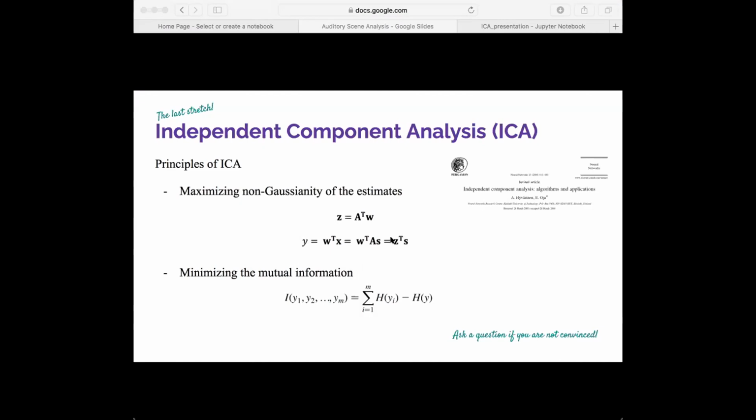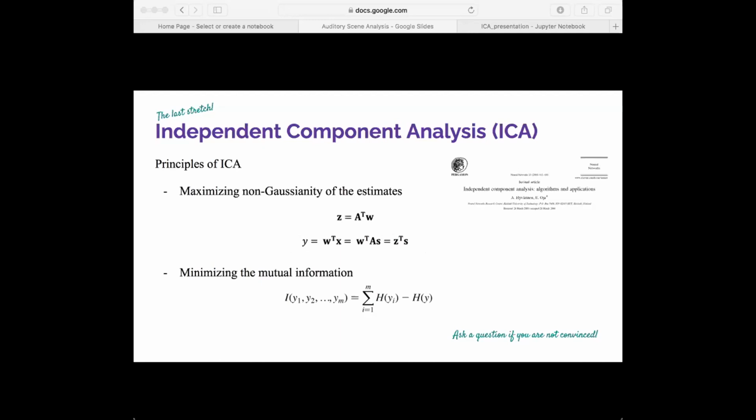Then if we go back to the central limit theorem, we know that the distribution of a sum of random variables is always more Gaussian than the distribution of the variables themselves. Therefore, Y, which is a linear combination of several of these independent components, will be more Gaussian than the components themselves unless it is equal to one of the components. So this is the derivation that we make, and we come to the idea that if we maximize the non-Gaussianity of W transpose X, we will get one of the independent components.